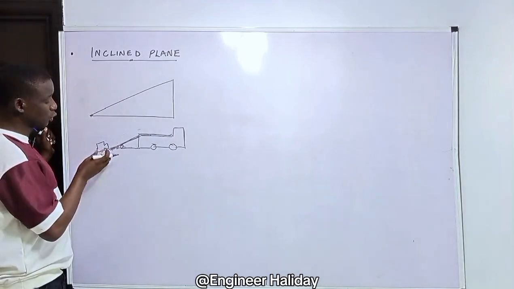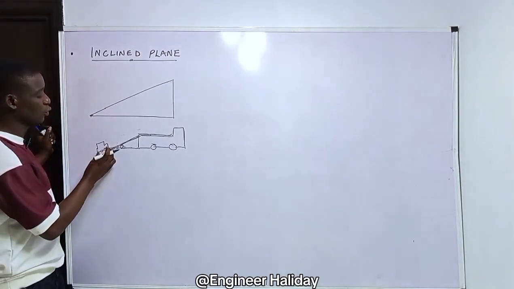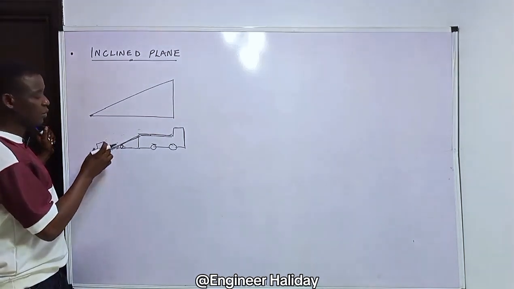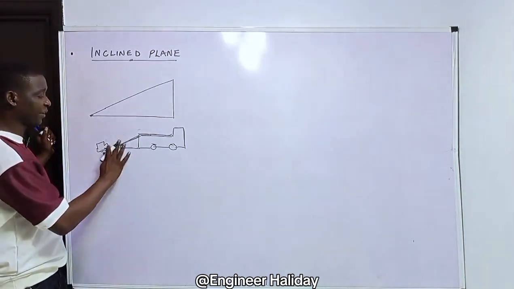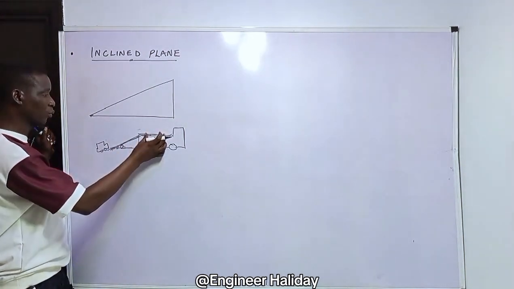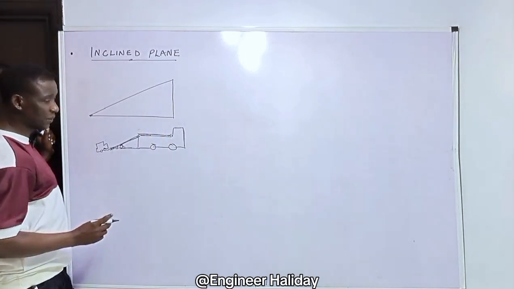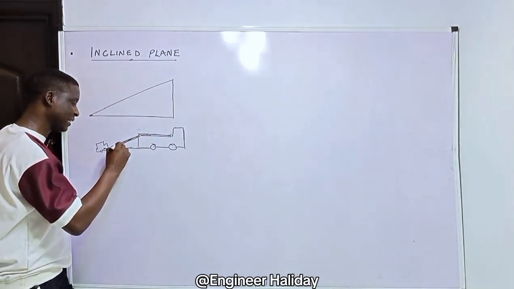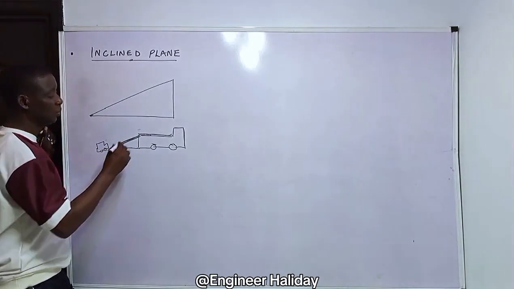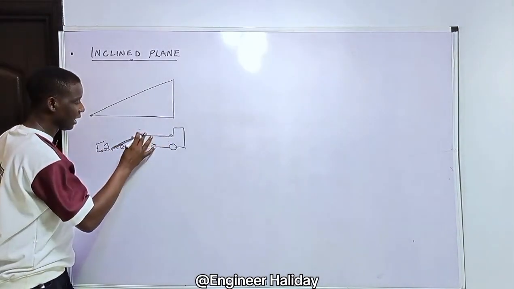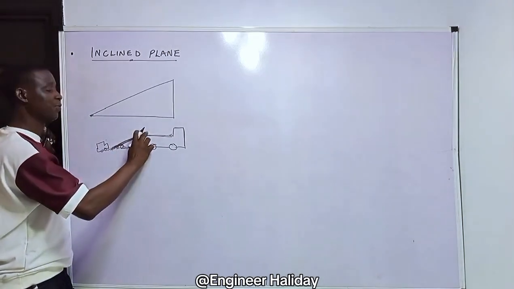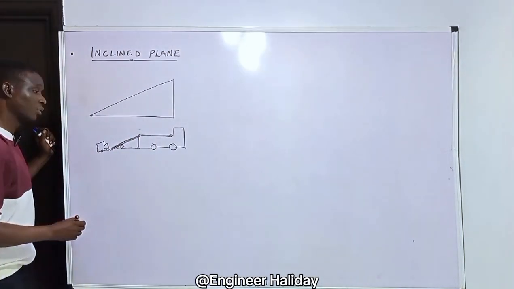Because it's very difficult to raise this car by gathering your friends and every other person to lift it up, it will not be easy. But if you incline a plank to the back of the lorry and somebody drives the car through this plank, they will get to this floor.